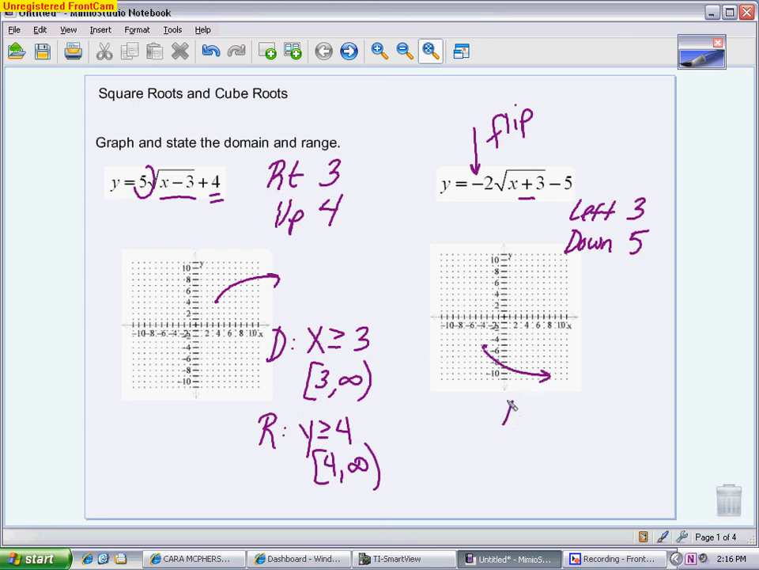My domain is going to start at negative 3, so it's going to be x is greater than or equal to negative 3, or you can write it as negative 3 to infinity. My range is a little different than the last one because my range is actually never going higher than a height of negative 5. So we're going to write it as y is less than or equal to negative 5, or we can write it as negative infinity up to negative 5. Whenever you have that negative value in front of your radical, your range will actually be getting smaller. It's going to be less than or equal to the height that it starts at.